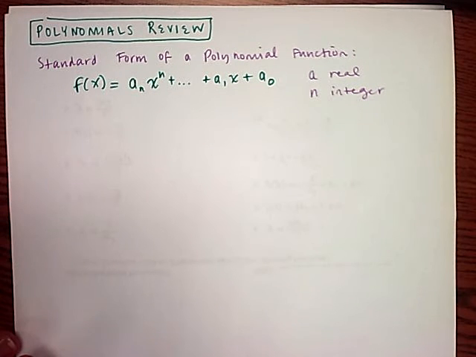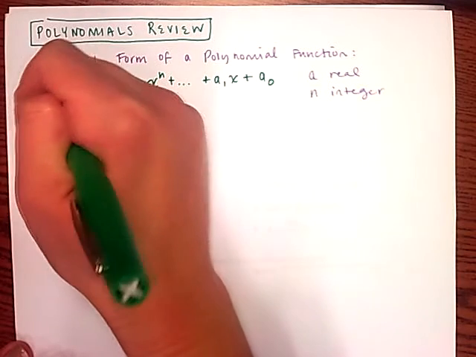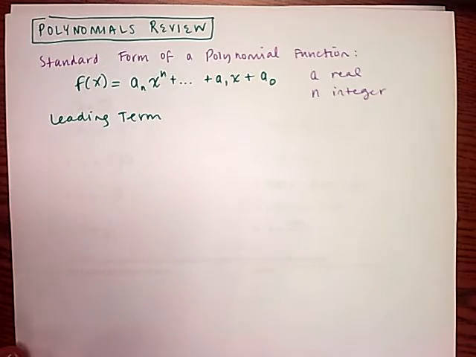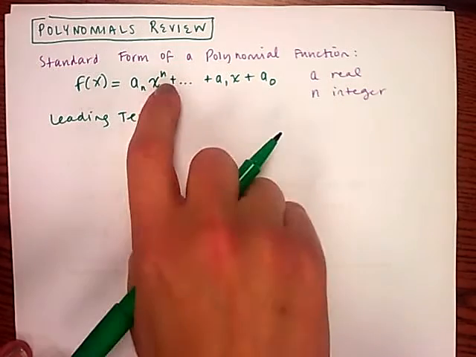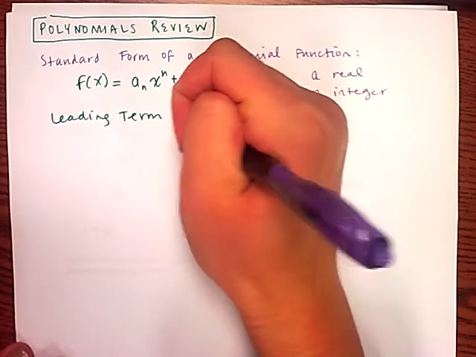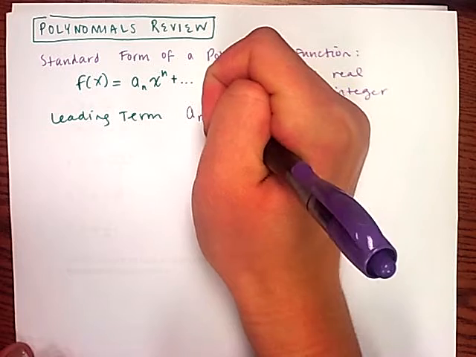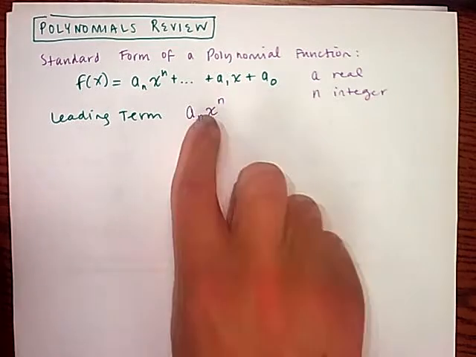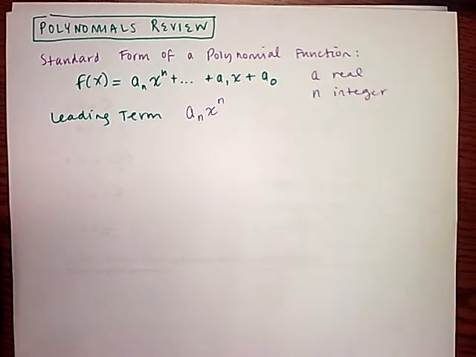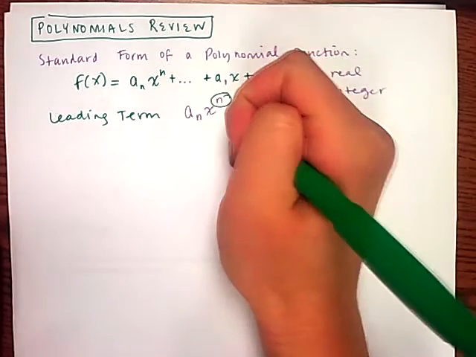Okay. So then a little bit more vocabulary here. We have the leading term of a polynomial, which would be the term with the highest exponent n. So it is our a sub n times x to the n. And this isn't always necessarily the first term that you see, but it needs to have the highest exponent.